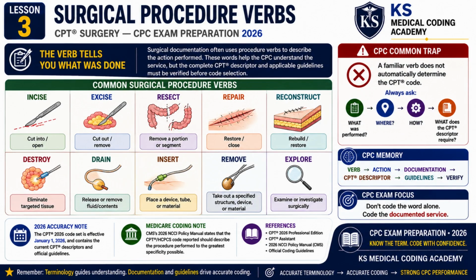Surgical procedure verbs. Now let's focus on surgical procedure verbs. In operative documentation, the verb often tells us the action that was performed. Words such as incise, excise, resect, repair, reconstruct, destroy, drain, insert, remove, and explore can help us understand the procedure. For example, incise means to cut into or open. Excise means to cut out or remove. Resect generally refers to removing a portion or segment. Repair involves restoring or closing, while reconstruct refers to rebuilding or restoring a structure.